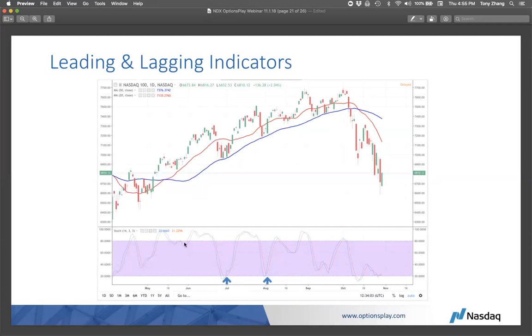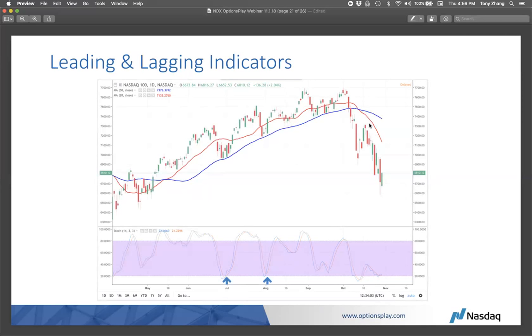If you follow just the pure stochastics, you would have gotten a lot of different false signals. You would have shorted it here. Maybe that would have been a good trade. You would have shorted it again here, which would not have been a good trade. You could have shorted here again, which would have been a bad trade. Same, you could have bought here, which would have been a good trade, but a bunch of false signals. As you can see, there's a lot of false signals on a lot of these trades.